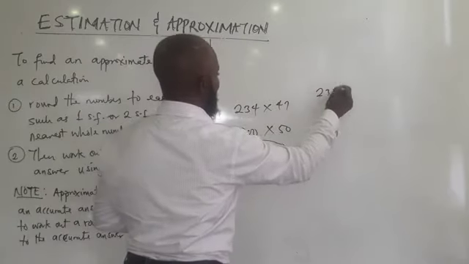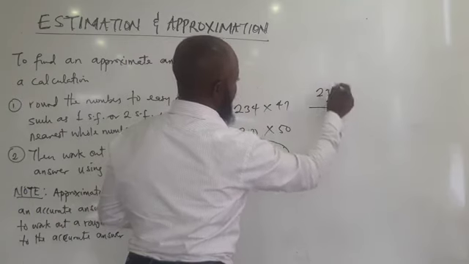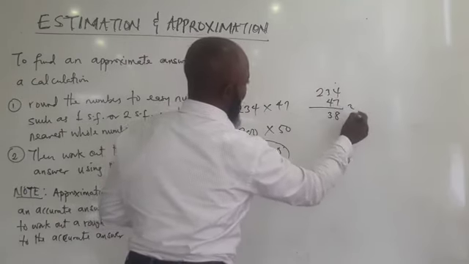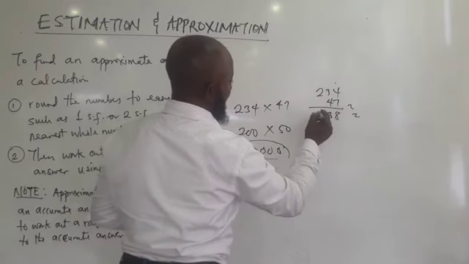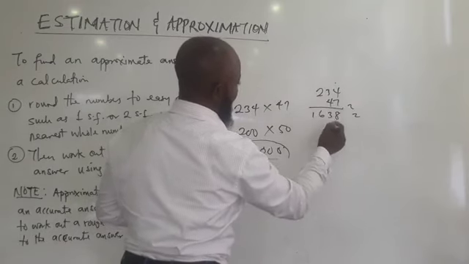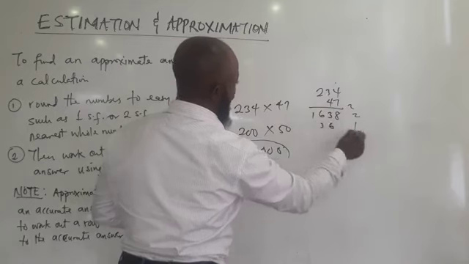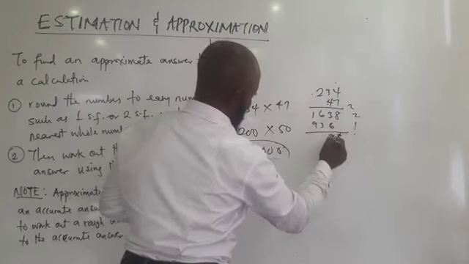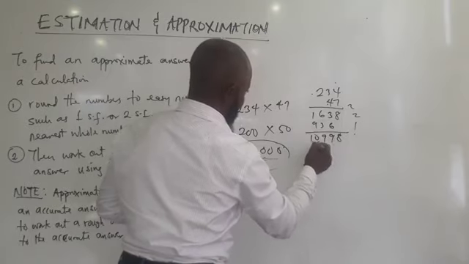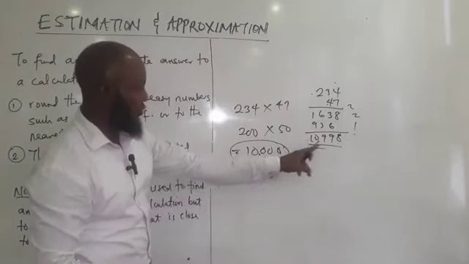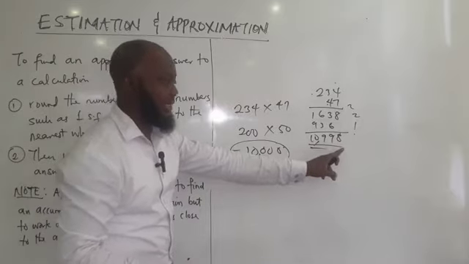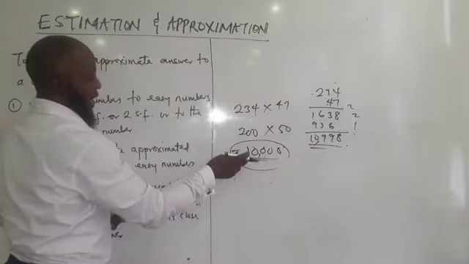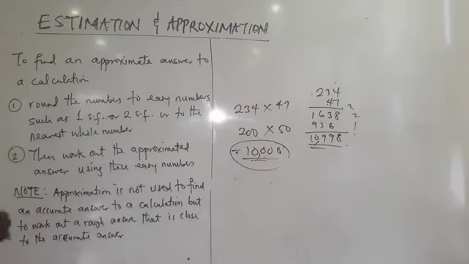So 234 multiplied by 47. 7 times 4 gives us 28. We have 2, this is 21. 23. We have 2, this is 14. That is plus 2, that is 16. This is 16, carry 1. This is 12, 13, carry 1. This is 8 plus 1, that is 9. So we have 8, 9, 9, 10. That is 10,998. If you can see, that is very close. We have 10,000 and we have 10,998. So this is the accurate answer, and this is the estimated approximated answer to this problem. So that's the first one.